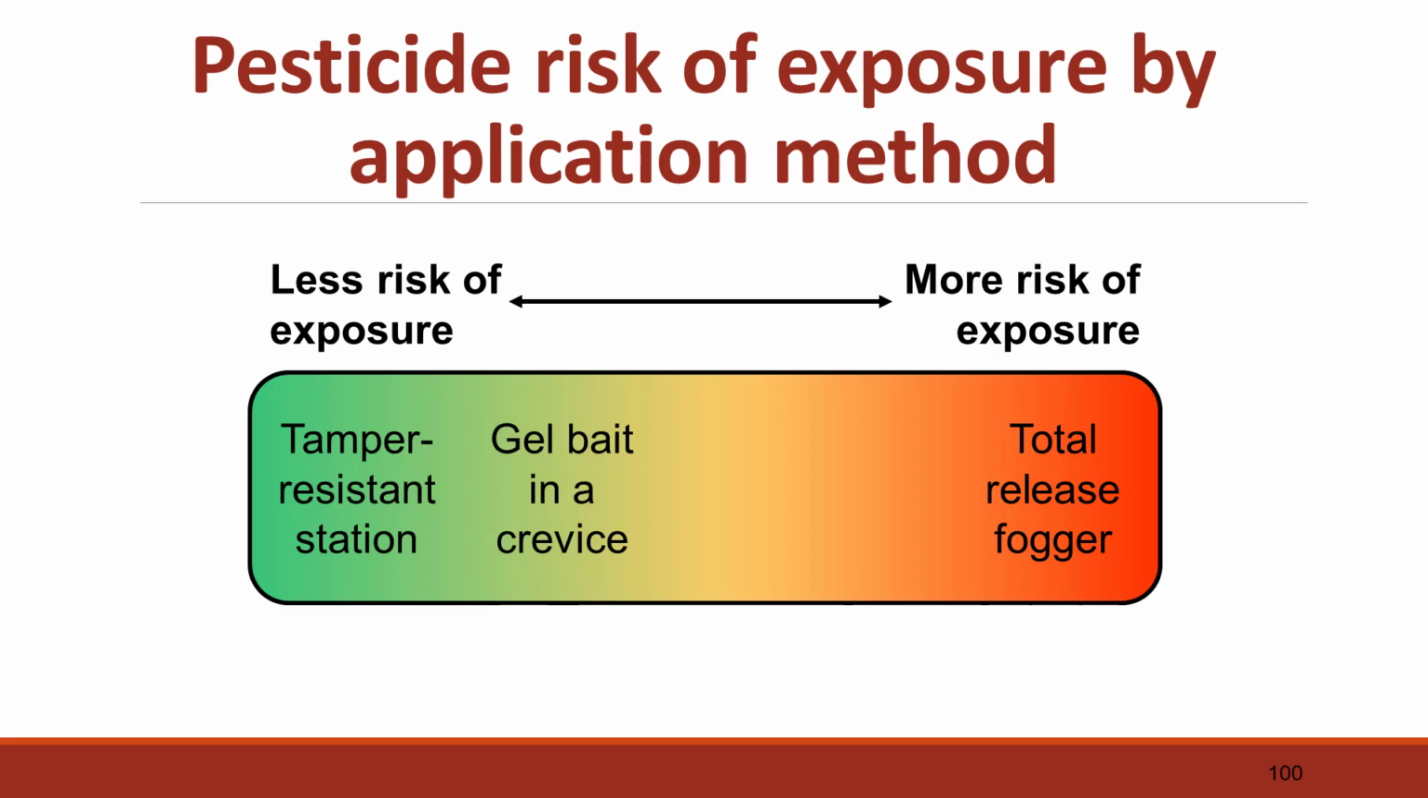Rodenticides are some of the most toxic pesticides, but because they're placed in a tamper-resistant bait station, there's very little risk that humans will be exposed to them. This makes them safer than an insecticide spray or bug bomb that covers all of the surfaces in our homes. Another risk to consider is that someone could misuse a pesticide by applying it incorrectly, either for the wrong pest or using more product than the label prescribes.